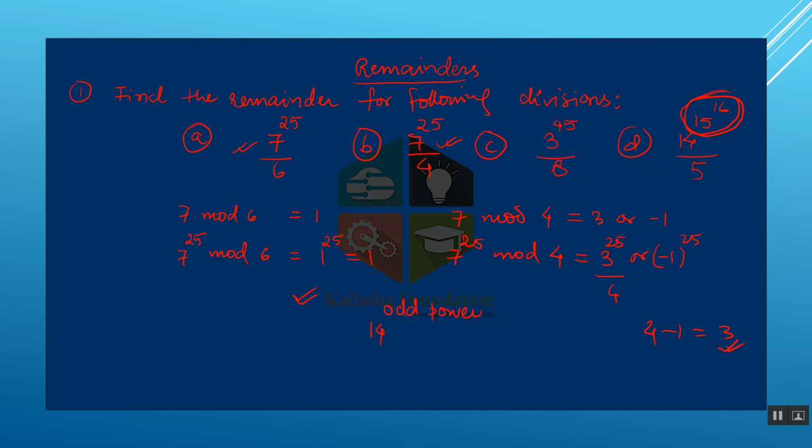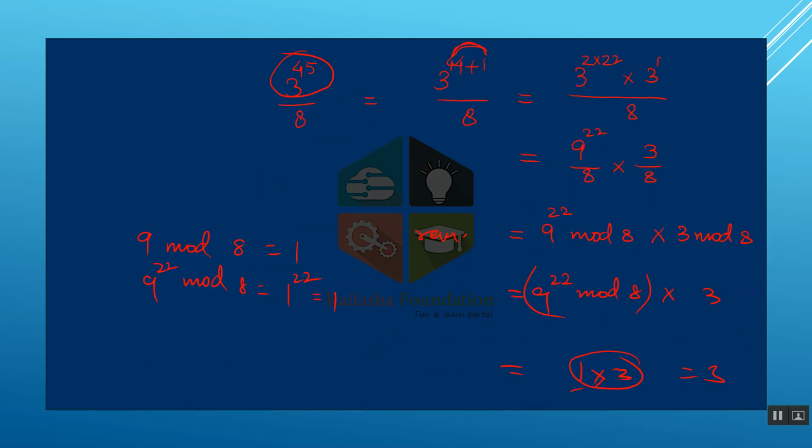14 raised to an odd power divided by 5. 14 mod 5 is 4 or minus 1. Minus 1 raised to an odd power is again minus 1. So 5 minus 1 is 4. Remainder minus 1 means divisor minus 1. Remainder minus 2 means divisor minus 2. That is a simple rule.